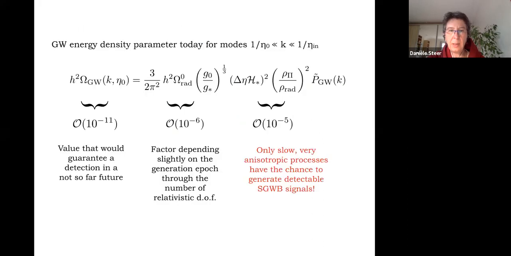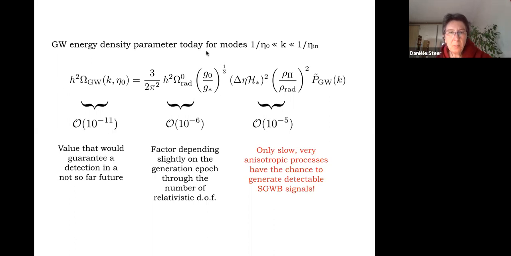And this is what I now want to look at, because I want to think about the orders of magnitude. So what kind of orders of magnitude do we have here? Let's say that I actually want to detect a stochastic gravitational wave background, then this left-hand side would need to be of order 10 to the minus 11 at least, because we want to have a detection in the future. So that is the order of magnitude I want for the left-hand side.